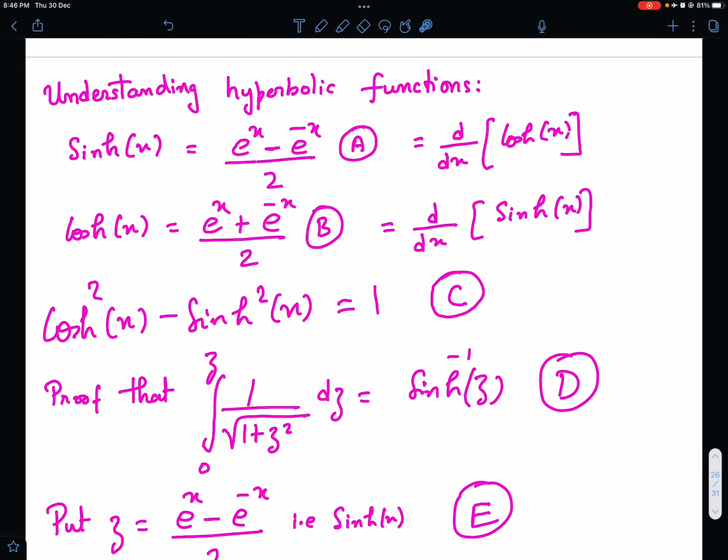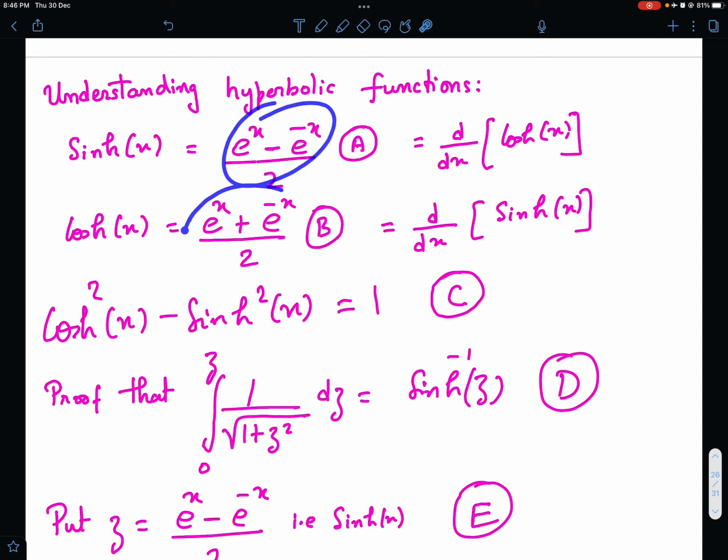Okay, so understanding hyperbolic functions. We define hyperbolic sine. We can also call them hyperbolic trigonometric functions. So hyperbolic sine is defined as e to the power x minus e to the power minus x divided by 2. This is called the sine hyperbolic of x. Sometimes it's called shine x, that's what I read somewhere. Some people say shine x instead of sine hyperbolic x. So shine x is e to the power x minus e to the power minus x divided by 2.